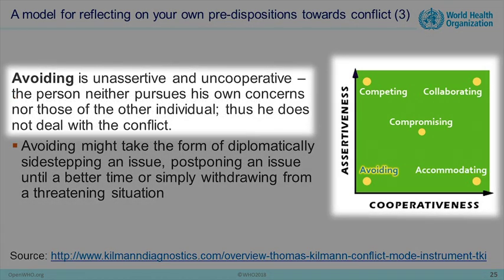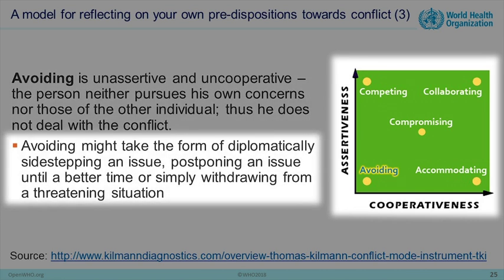Avoiding is unassertive and uncooperative. The person neither pursues his own concerns nor those of the other individual. Thus, he does not deal with the conflict. Avoiding might take the form of diplomatically sidestepping an issue, postponing an issue until a better time, or simply withdrawing from a threatening situation.